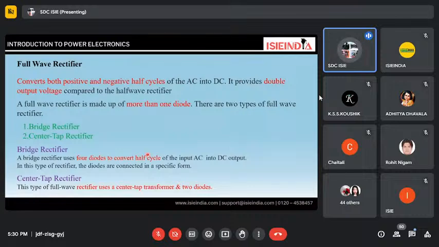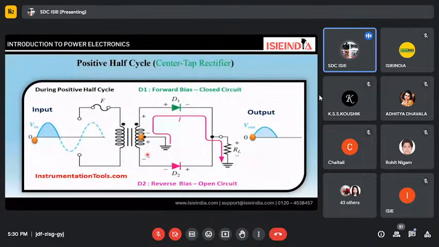When we talk about the center tap rectifier, we use a transformer in it. We use it to divide the power, making a path for the positive half cycle and for the negative half cycle. From the circuit, you can analyze it better. This is the circuit for the positive half cycle of a center tap rectifier. Why do we call it a center tap rectifier? Because we are using a center tap transformer.